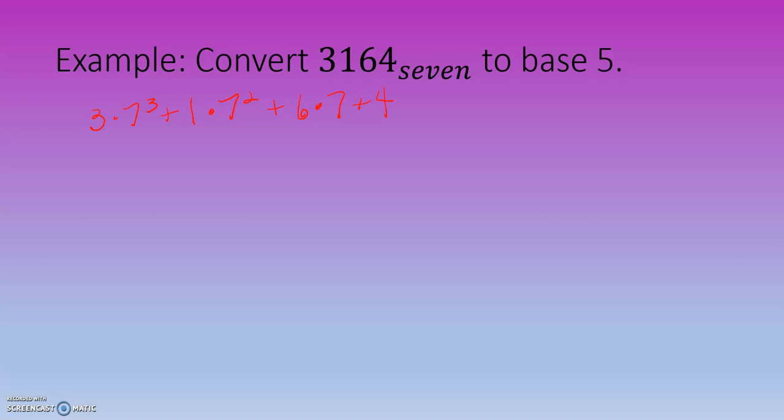Multiplying and adding, it is 1,124. And I changed it to base 10, so it's okay to say it as 1,124. But now we want to change that number, 1,124, to base 5. So we will start by dividing by 5s.